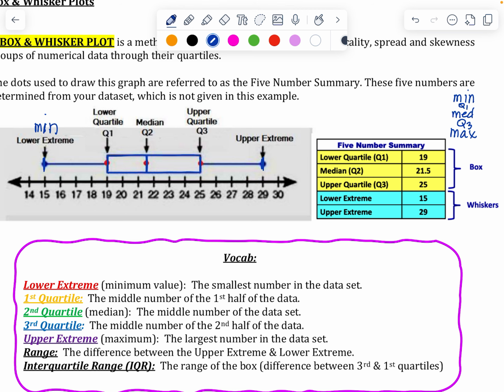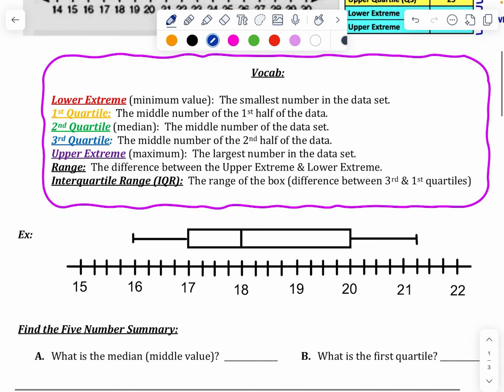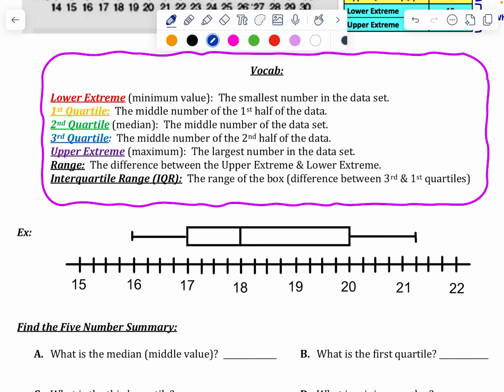So here, this was already graphed for us. Let's look at those again. The vocab's listed right here, and then we're going to try getting those pieces of information from a box and whisker plot, and then we'll graph 2 box and whisker plots ourselves.